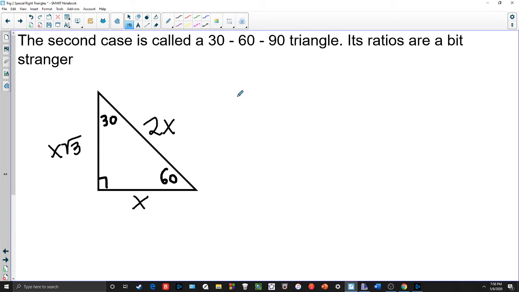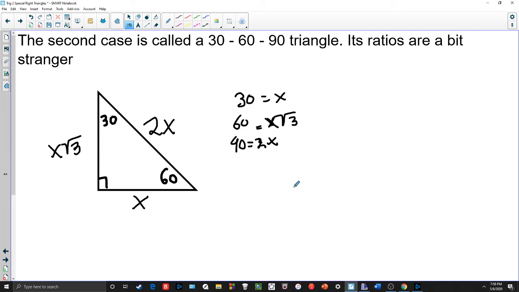Or again, the way I would write it out on the side, 30, 60, 90, 2x, and then this would be x root 3, and this would be x. And so once again, you'll be given one of these three values, and you have to backtrack to figure out what they were originally. So again, a little bit weirder orientation, I know. By the way, if you want a proof of any of these, you can look them up or ask me, and I can show you what the proof is for them.